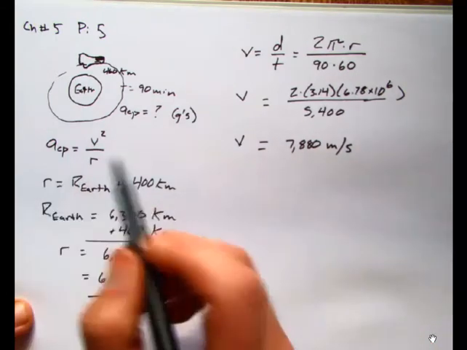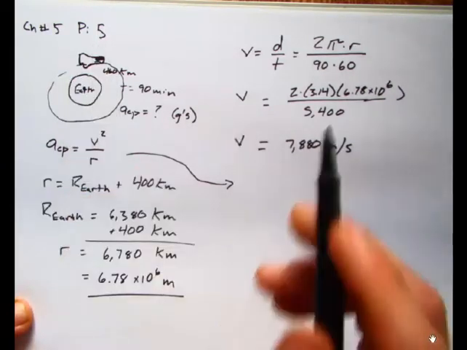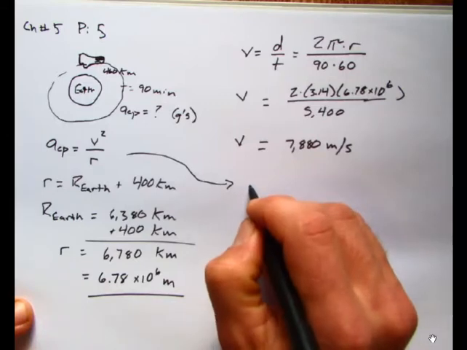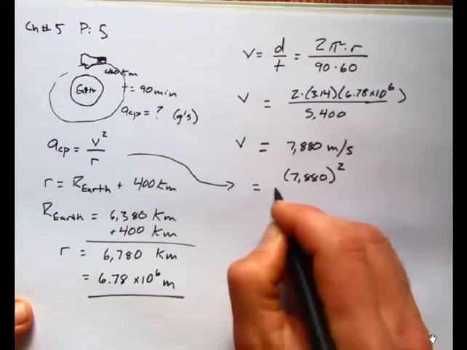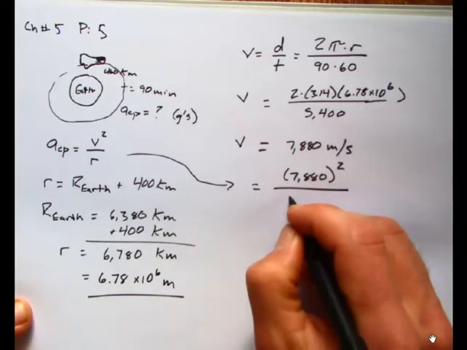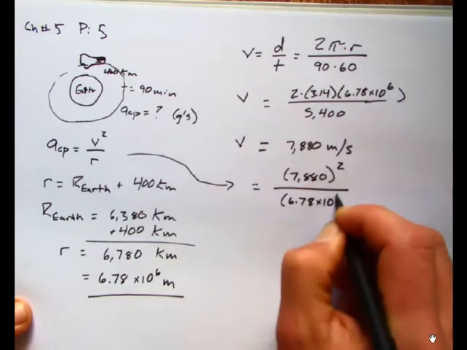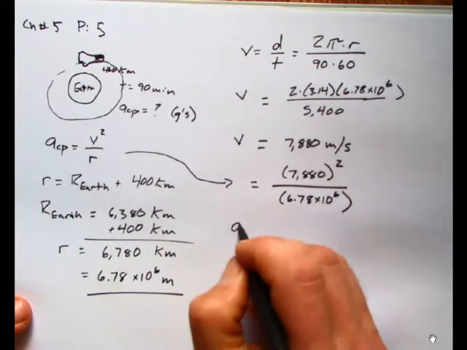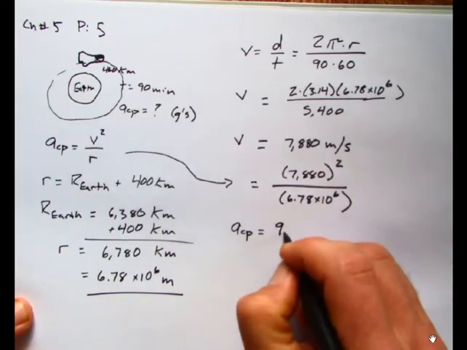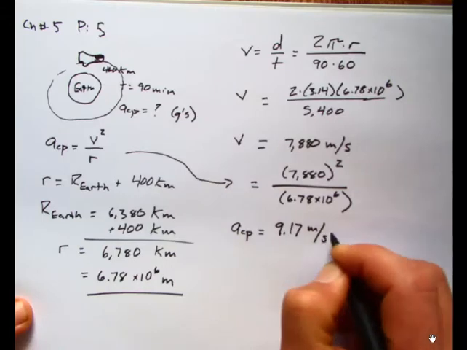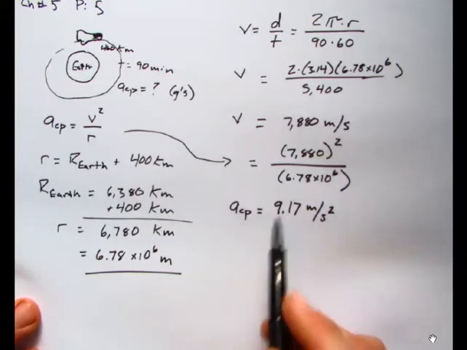Okay, so back to my original problem here. What is the centripetal acceleration of the space shuttle in orbit? So it would be equal to 7,880 squared divided by the radius of the orbit here, which would be 6.78 times 10 to the 6th. Okay, and if I do my math here, I get a centripetal acceleration of, rounding, 9.17 meters per second squared.